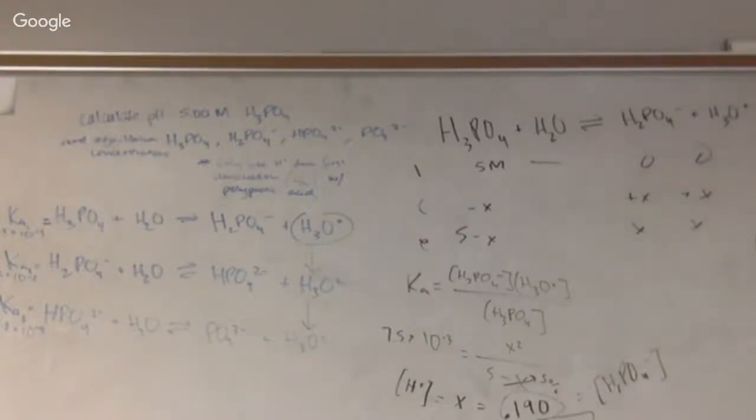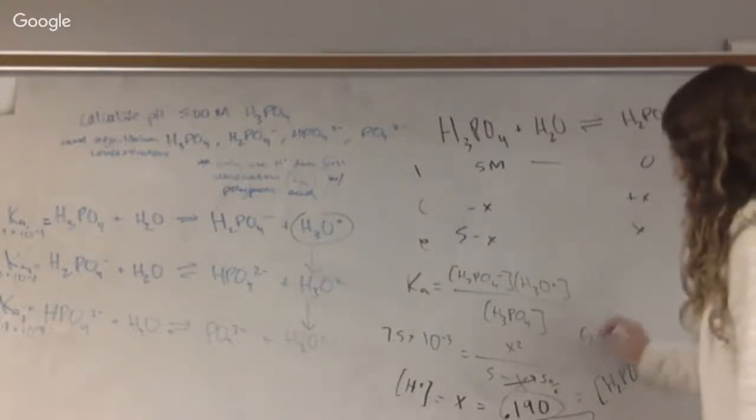As we go through this problem, I want you to keep a growing tally of all the concentrations that we already know. After the first step, we should know the H3PO4 concentration, the H2PO4 minus concentration, and the H3O plus concentration.